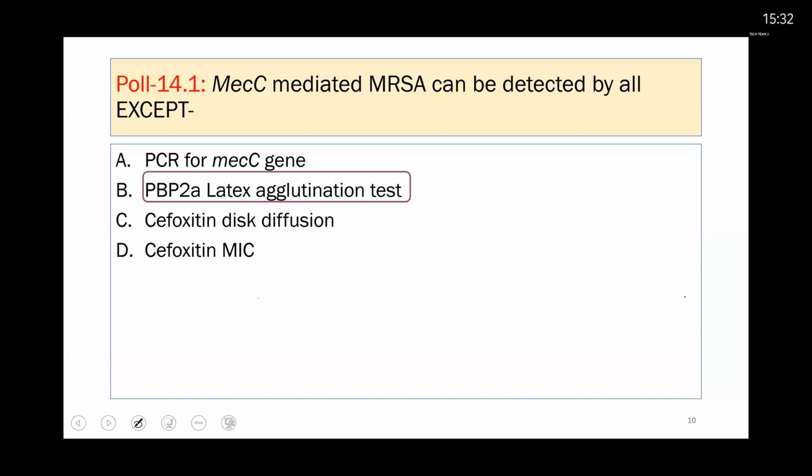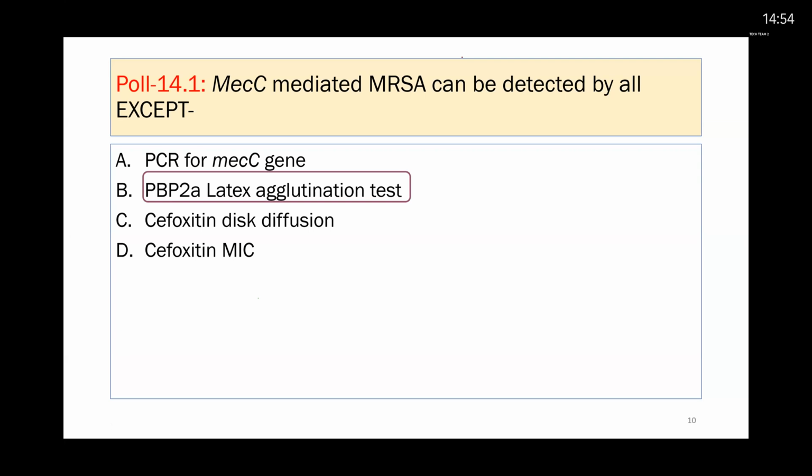Yeah, I displayed. So for poll number 1, the question was: mecA-mediated MRSA can be detected by all of these mechanisms except which one? The majority, 77%, have voted for latex agglutination test. And the next question: mecA strains have which combination of cefoxitin susceptibility as well as oxacillin susceptibility? 49%, the majority, goes for both should be resistant. So for the first one, the majority of the people are right. We'll see the explanation for that.